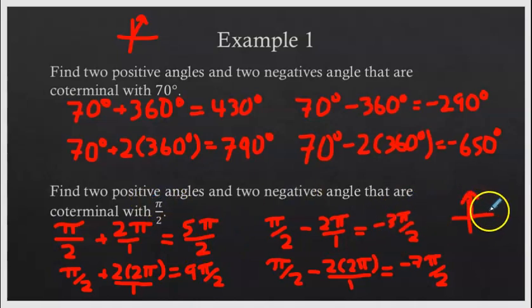Negative angles just rotate the opposite direction. So negative 1 pi over 2, negative 2 pi over 2, negative 3 pi over 2 still point in the same direction. So all this is showing us is that all 4 of these angles end up pointing in the same direction as the original one, pi over 2.